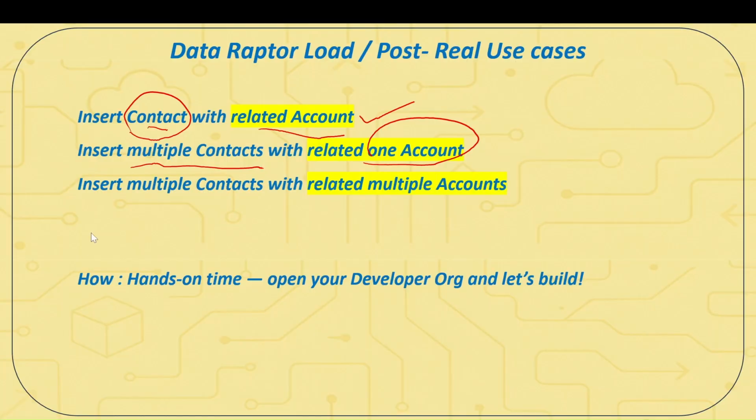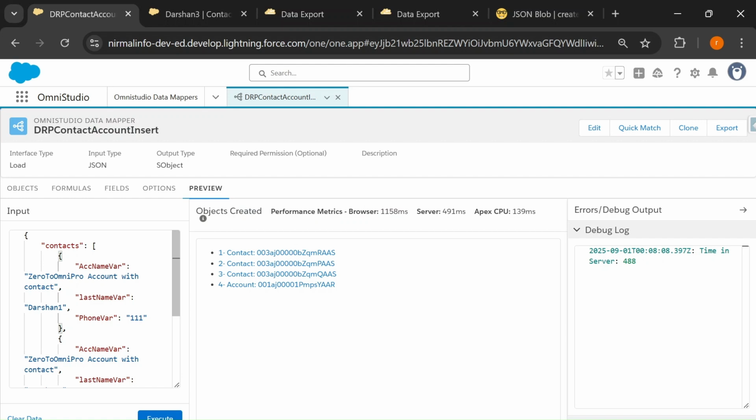One more example. Insert multiple contacts with related multiple accounts. Now we have done with the one account. Now multiple contacts and multiple accounts. So let's see how we can do this. You need not do any changes in the object, fields or preview. You only need to change the input JSON.